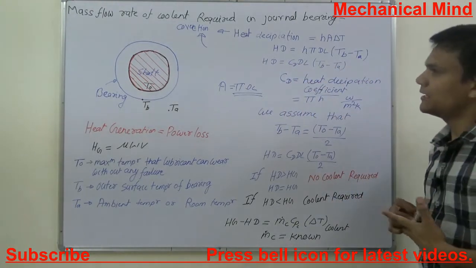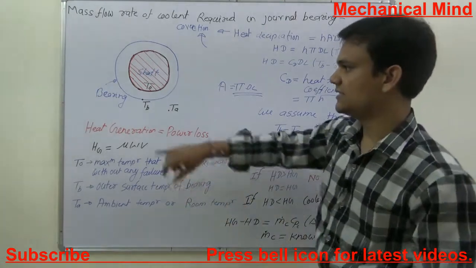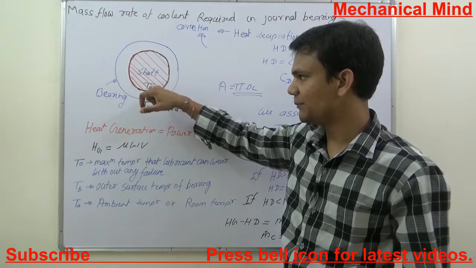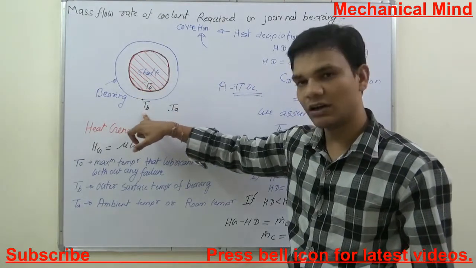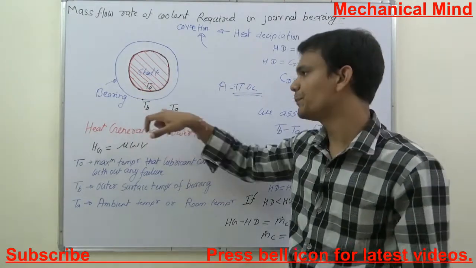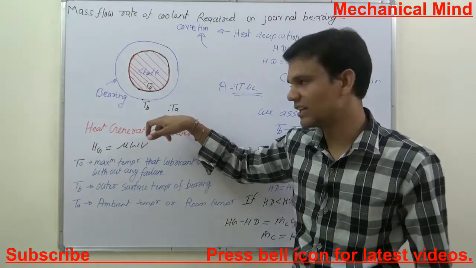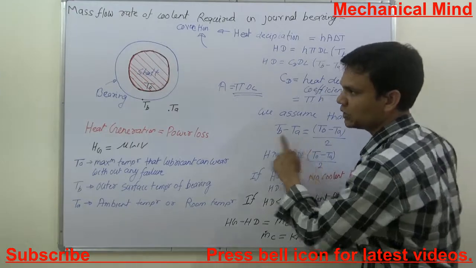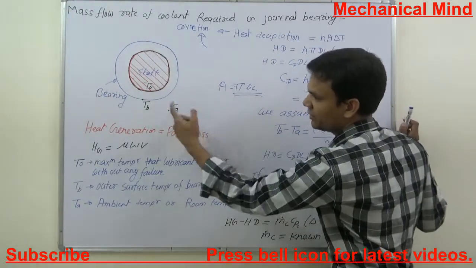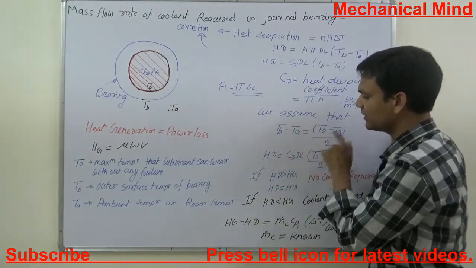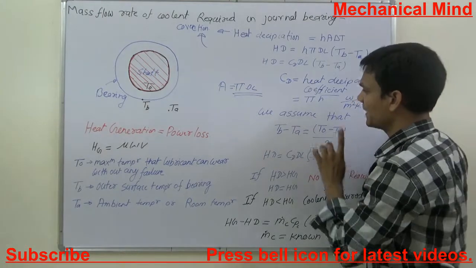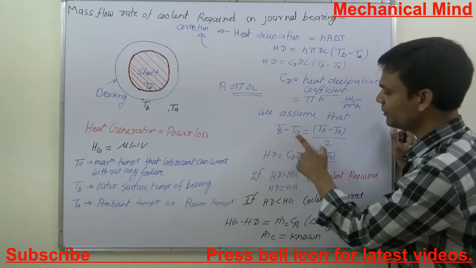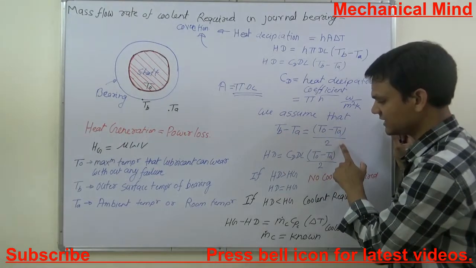To correlate these three temperatures, T0 the maximum temperature of the lubricant that it can bear without any failure, TB the outer surface temperature of the bearing, and TA the atmospheric temperature, we assume that TB minus TA is equal to (T0 minus TA) by 2. Then we can exchange TB minus TA with (T0 minus TA) by 2.